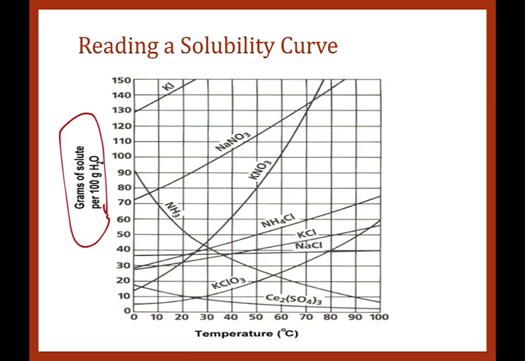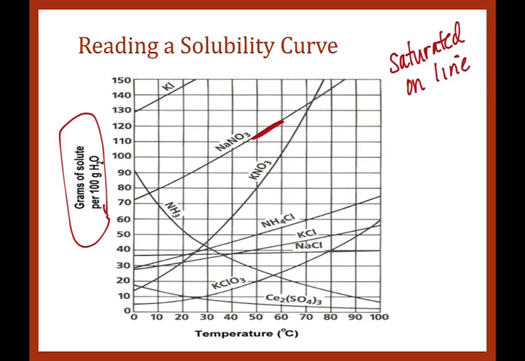Okay, so when I'm looking at this solubility curve, notice this is grams per 100 grams of water, okay? So if I am on the line, on the line means that is the maximum amount. So on the line would be saturated, okay? That means I'm at the maximum amount that I should have for that temperature. So on the line is saturated.